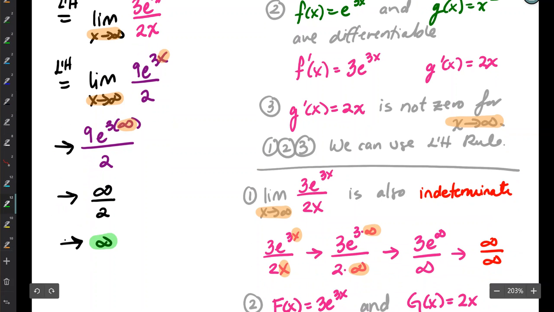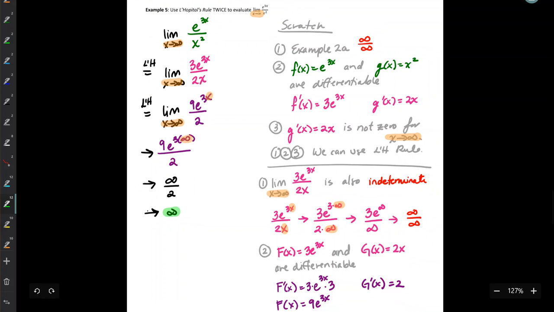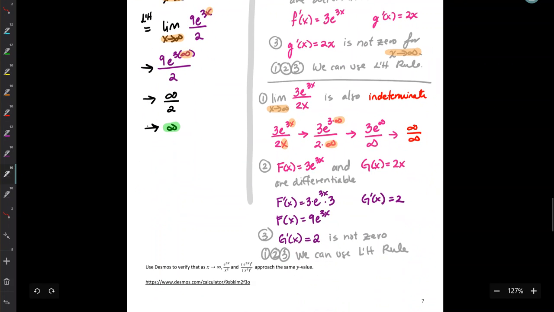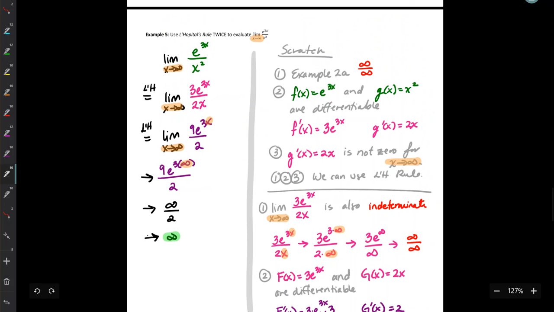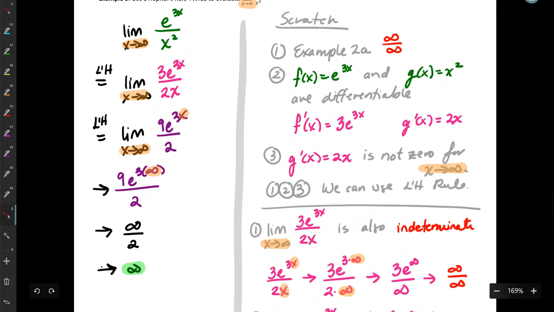Okay, so the scratch work on this one, I'm being very formal here, but it is important to know that you can use the rule before you just jump ahead and use it. This result shouldn't be too surprising. Although we have an infinity over an infinity form, e to the 3x grows so much faster than x squared. The numerator is dominating here.